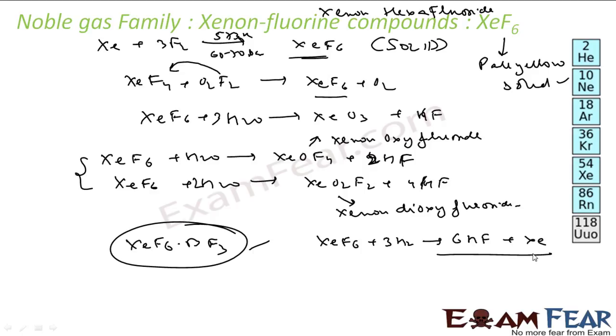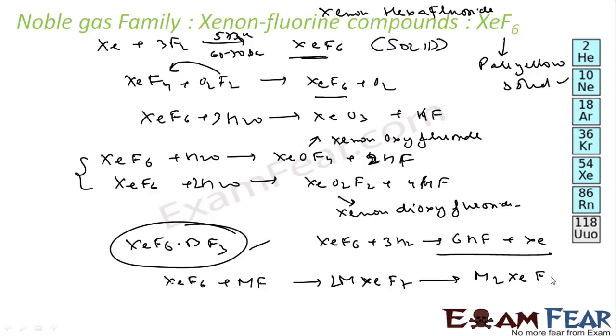Actually, it reacts with alkali metal fluoride. For example, I have XeF6, I have alkali metal fluoride, you get MXeF7. And this M can be sodium, potassium, like that. Okay, and this is actually thermally unstable. You take two of these, and then again they react to form M2XeF8 and XeF6 back. Okay, this is a little thermally unstable.